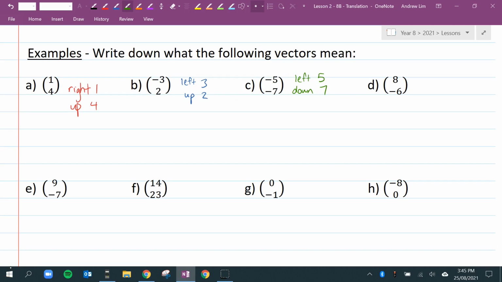Okay, pause the video, have a go with the next 5 questions. Okay, so here are my answers for questions D to H. D, we are moving right 8 and down 6. E, we're moving right 9 and down 7. F is right 14, up 23. G, we're not moving left or right at all, but we are going down 1. H, we're going left 8, but we're not going up or down at all.